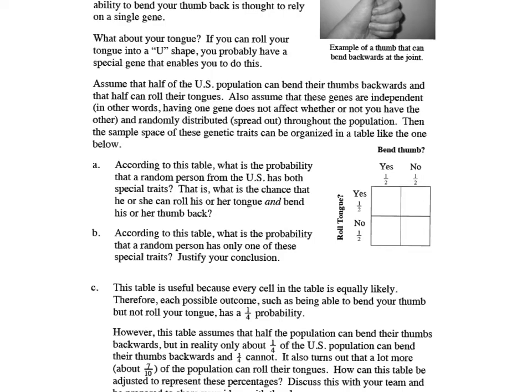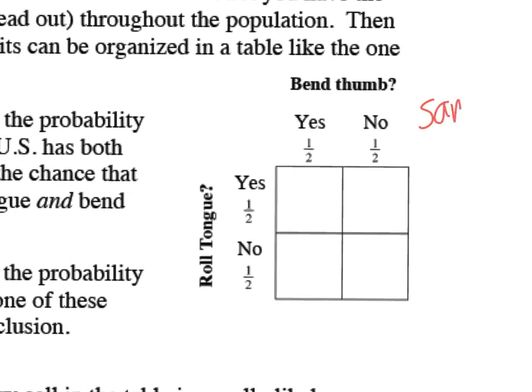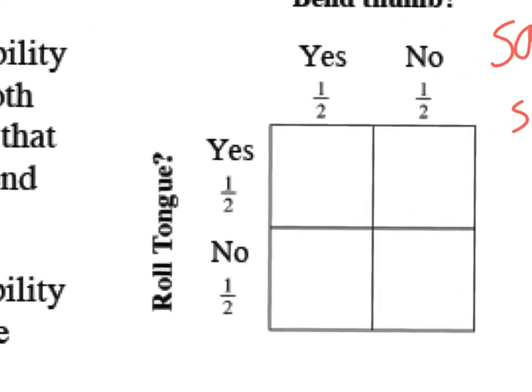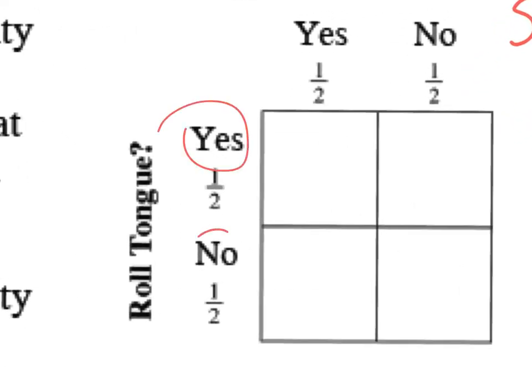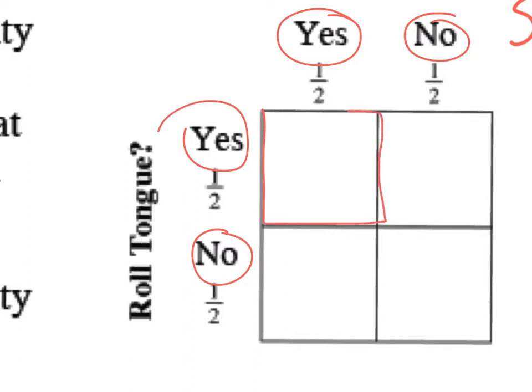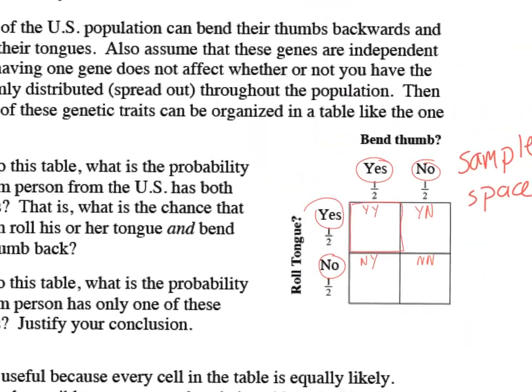So this thing right here is called a sample space. This is a list of all of the possible outcomes for each of the situations. For example, around here we have yes, you can roll your tongue, or no. And up here is yes, you can bend your thumb backwards, and no, you can't. So this outcome in this box right here would be a person who can do both. Yes, yes. This would be yes, you can roll your tongue, but no, you can't bend your thumb backwards. This is no, you can't roll your tongue, but yes, you can bend your thumb backwards, and this would be no to each of them.